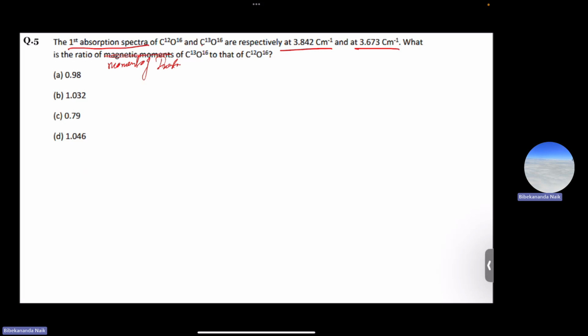That is, for one case it is 3.842 centimeter inverse, and for the other case it is 3.673 centimeter inverse. So the options are option A 0.98, option B 1.032, option C 0.79, or option D 1.046. I'll give you a few minutes to think about this question, and then we will discuss what will be the correct answer.